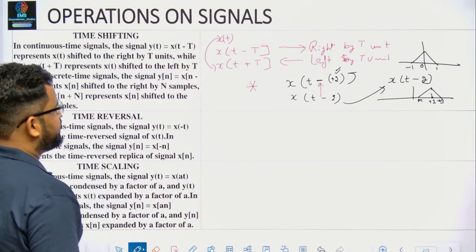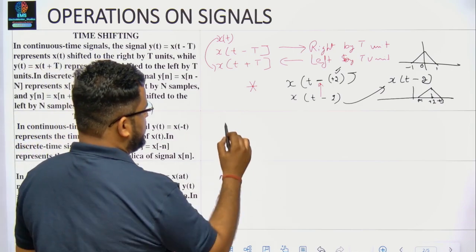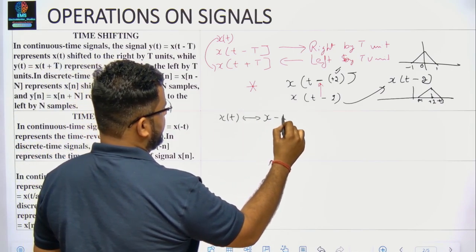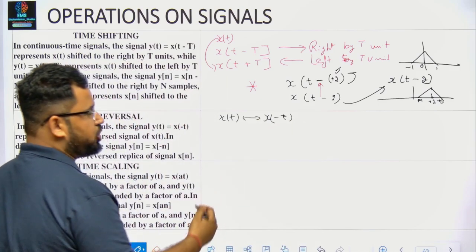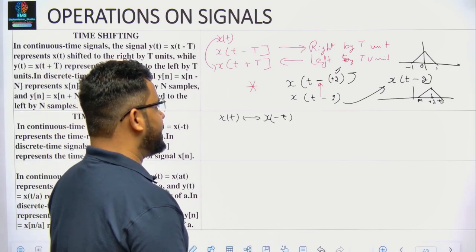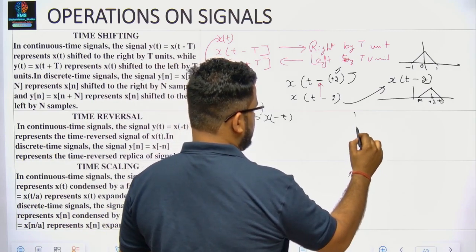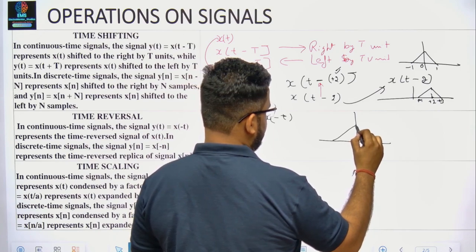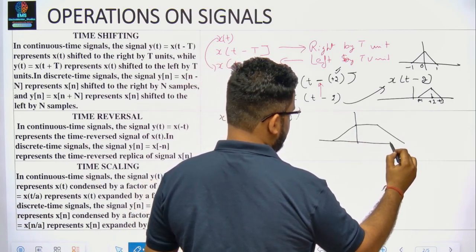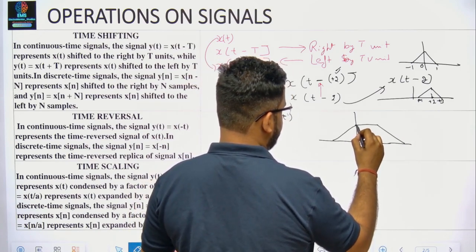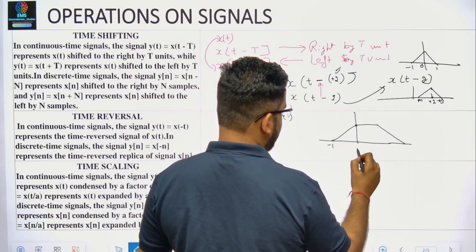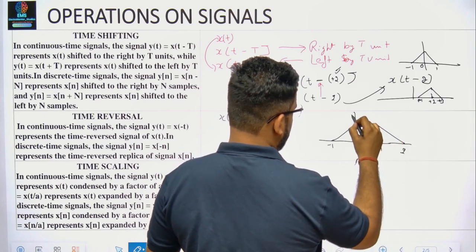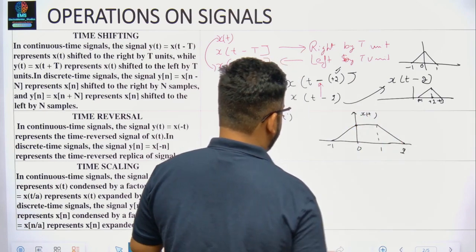Then the second operation is reversal. We have been given x of t. I need x of minus t. This we saw during even and odd signals as well. So this operation is simply, let us say, I have this signal starting from minus 1, 0, moving to 1. This is 2. This is x of t.